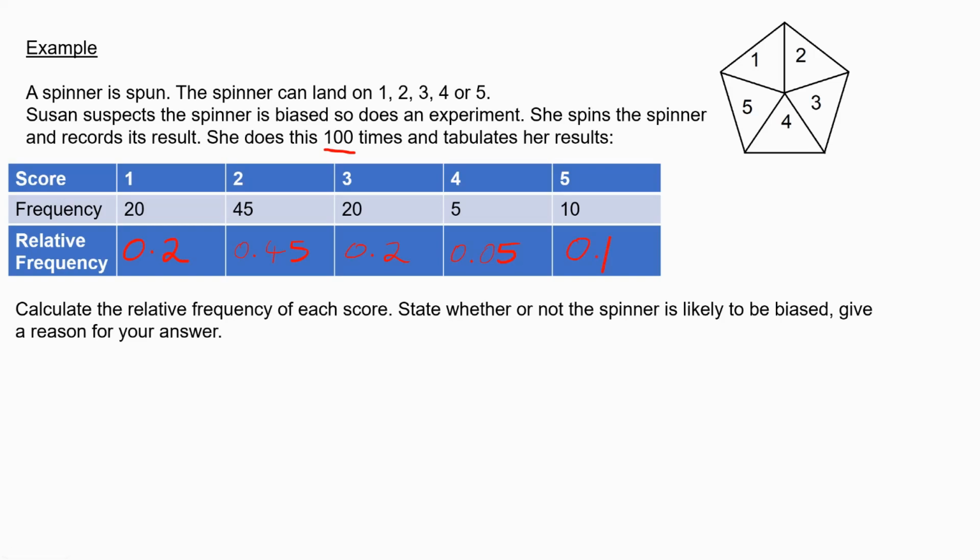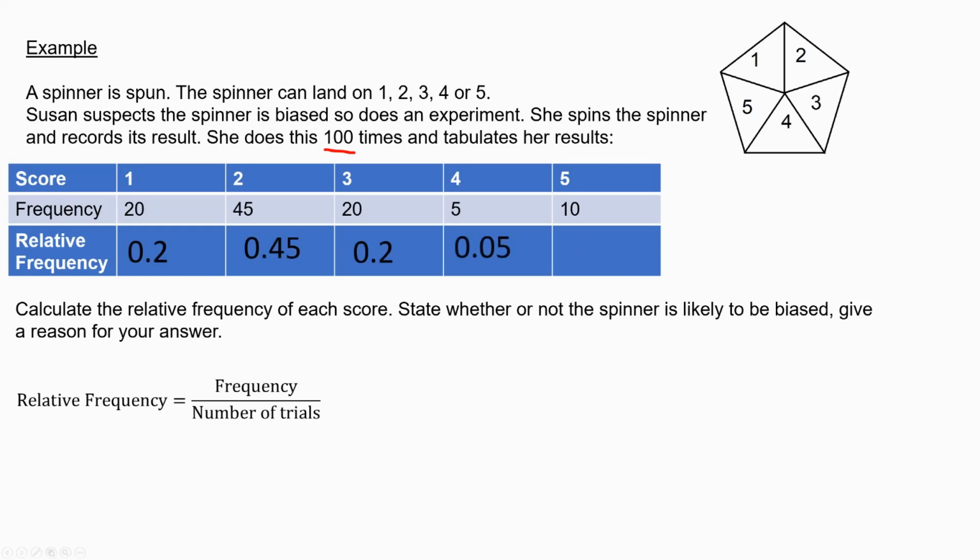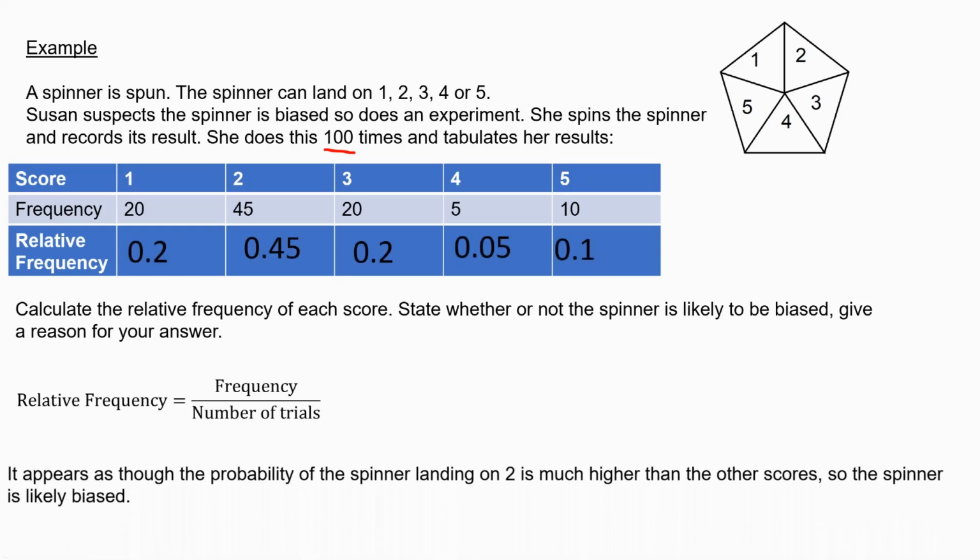Now, I would say that this provides some evidence that the spinner is biased, because the probability the spinner lands on 2 is much higher than the probability of it landing on the other scores. So the spinner is likely to be biased. If the spinner were fair, the relative frequencies would all be quite similar, which represents the fact that the probabilities of it landing on each of the different numbers should be the same.